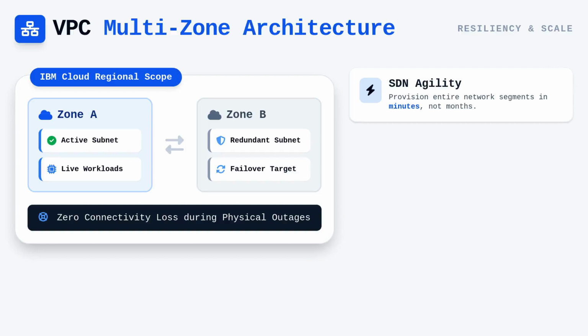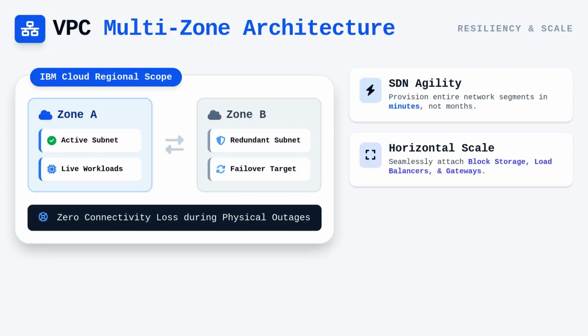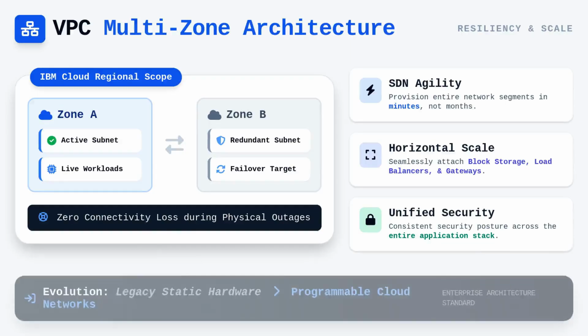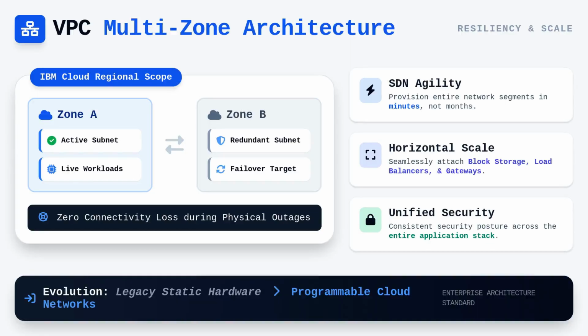As your business scales, your network scales with it, allowing you to attach block storage, manage load balancing, and attach secure internet gateways with high predictability. This horizontal scaling capability is what distinguishes professional cloud engineering from legacy, static networking models, where capacity was perpetually capped by hardware limitations. You gain an agile, programmable network that responds to demand dynamically, all while maintaining a consistent security posture across the entire application stack.